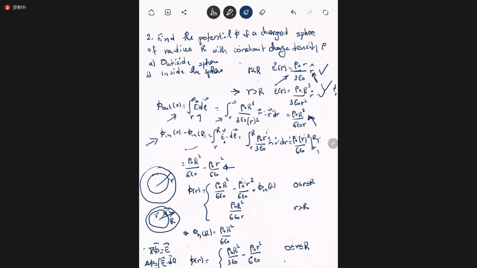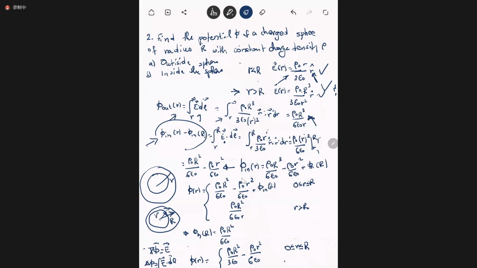So from here, we can say that phi in at small r, where r basically is the variable, is going to be rho 0 r to the power of 3 over 6 epsilon 0, minus rho 0 r squared over 6 epsilon 0, plus phi in at capital R.